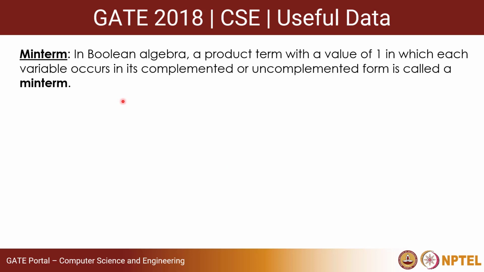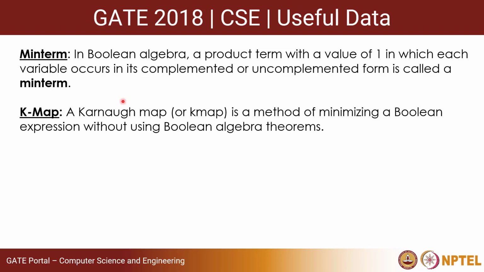Now let us understand what is a min term. In Boolean algebra, a product term which has a value of 1, in which each variable occurs in its complemented or uncomplemented form, is called a min term. Carnot map or K-map is a method of minimizing a Boolean expression without using Boolean algebra theorems. So if we are given a Boolean expression, we need to minimize it so that we can realize it using the minimum number of gates. Carnot map is one of the methods of minimizing a Boolean expression.